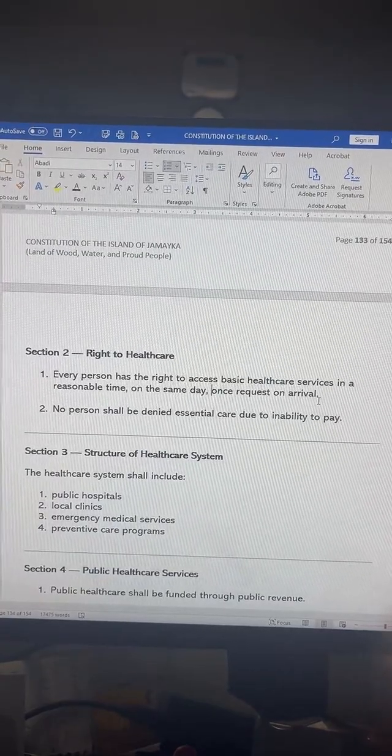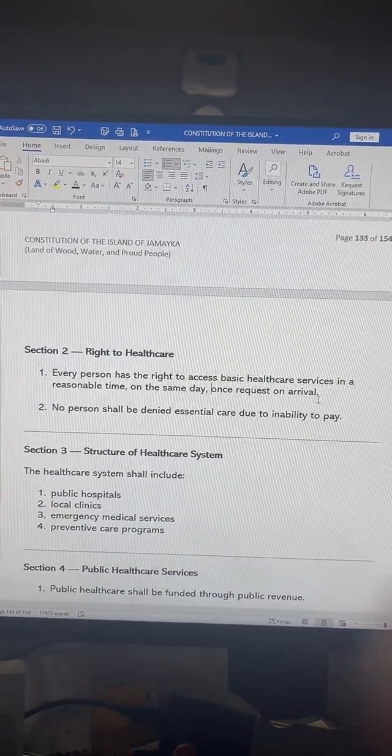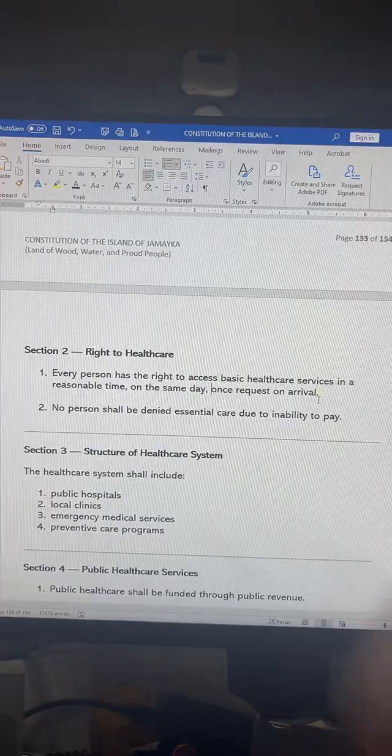Right to free water. Yes, we just covered that a little bit earlier. So water would be free.